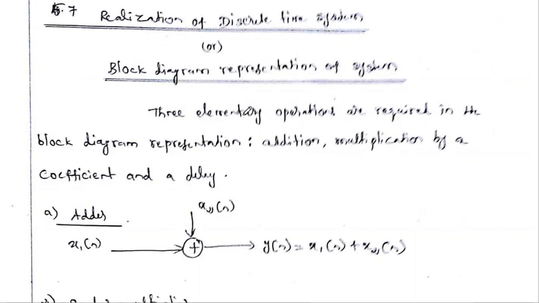That topic was for the continuous time system. Similar to the continuous time system, here we are going to draw the block diagram representation of the discrete time system. In this video, we will discuss what the components are and what the different types of realization available are. In the next video, we are going to solve problems related to this block diagram representation.